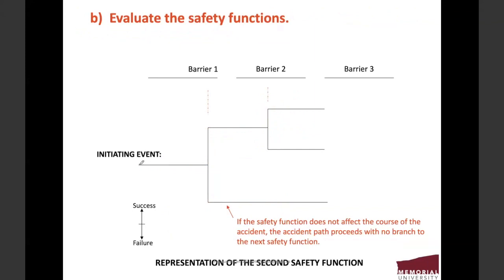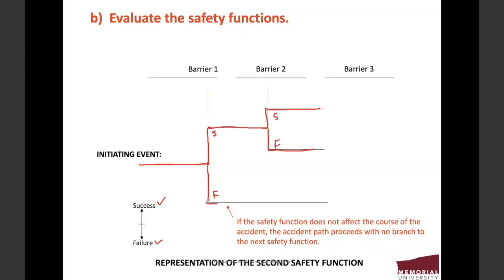So I start with my initiating event here, my barrier one. It is the success of my barrier one. As the success is going on the top, the failure is going at the bottom. And this is my failure of my barrier one. Now, the next event here, I meet my barrier two. Again, there could be two possibilities. It could be the success of my barrier two, or it could be my failure of my barrier two.